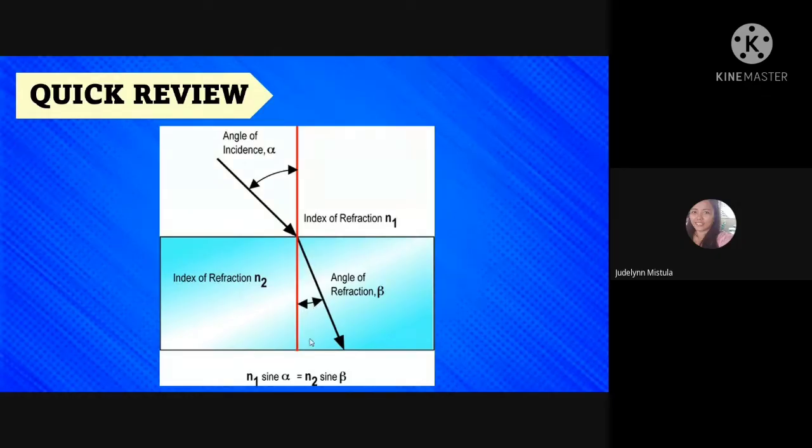One example of refraction is when a pen or pencil is placed in a glass with water. We can observe that the pen or pencil is somehow cut into two. This is because the refracted ray bends towards the normal line.